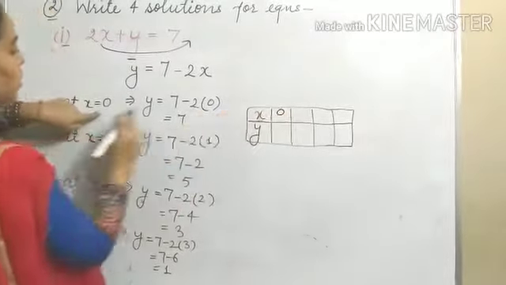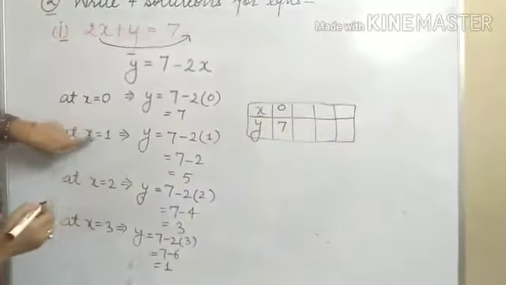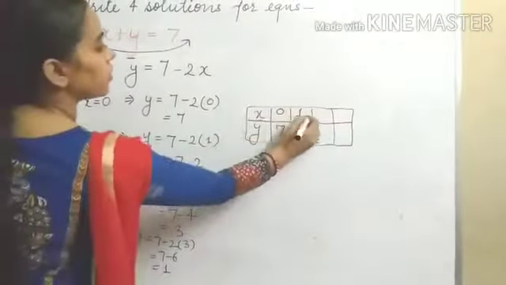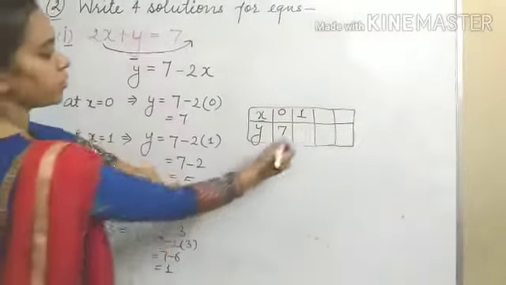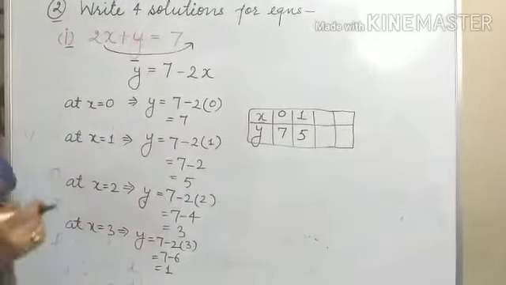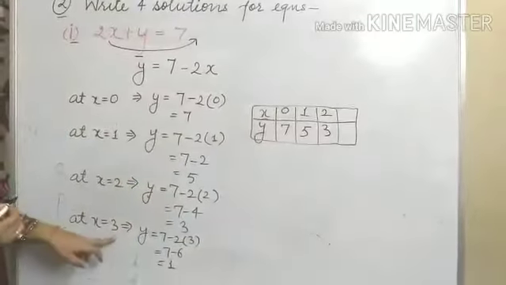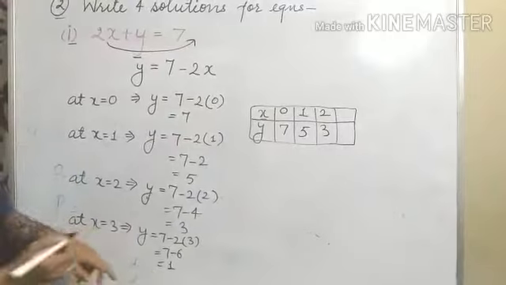Now, for x equal to 0, y is 7. For x equal to 1, y is 5. For x equal to 2, y is 3. For x equal to 3, y is 1.